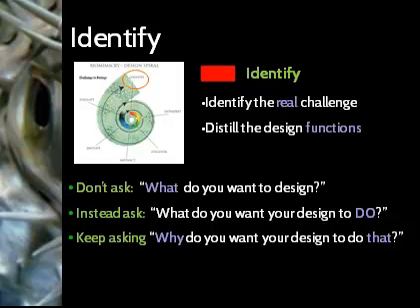So we start with a design brief that's usually about some kind of a thing, a noun. And what we really want to do is figure out what we want our design to do. What is the real challenge, the real design challenge we're trying to get at, with the goal of distilling down the basic functions. So instead of asking what it is we want to design, and that's really what our brains are trained to do, we want to ask, what do we want our design to do? And to really get down to the functions, we're going to have to relentlessly ask ourselves, why do you want to do that?